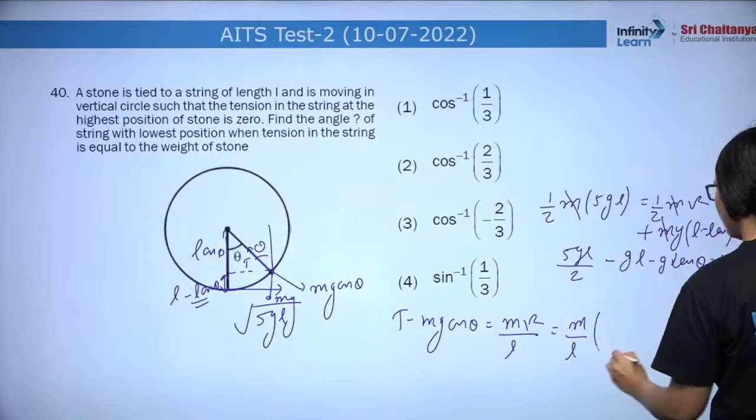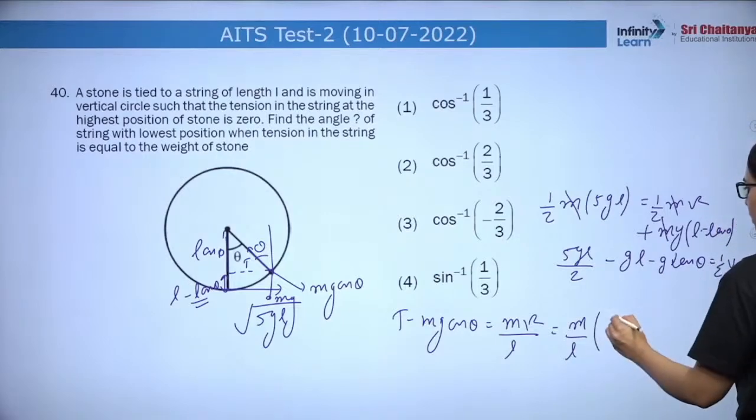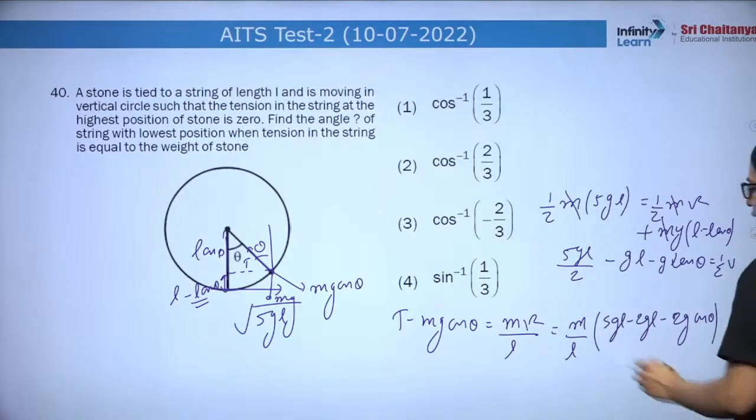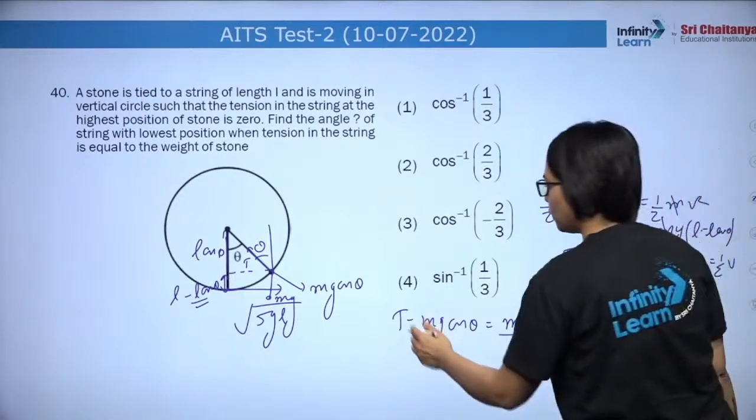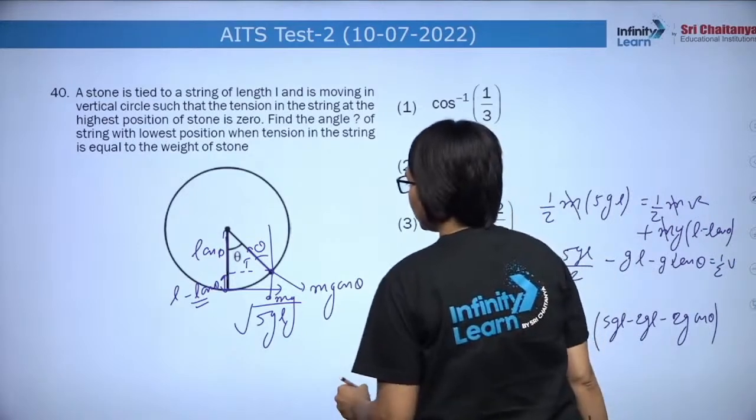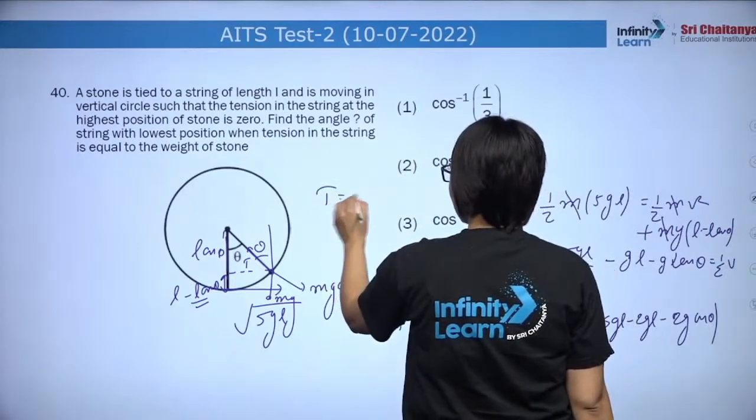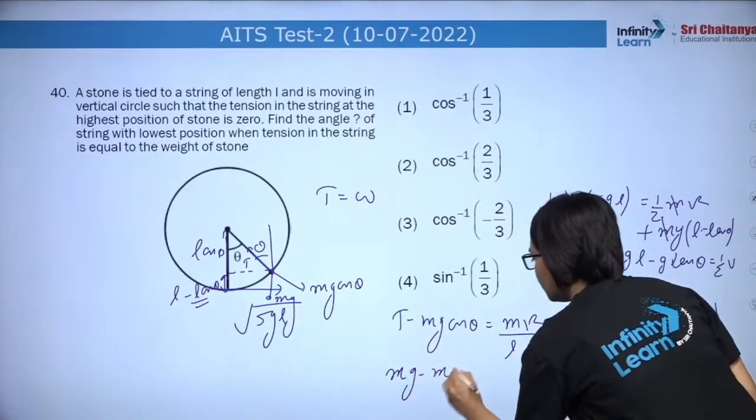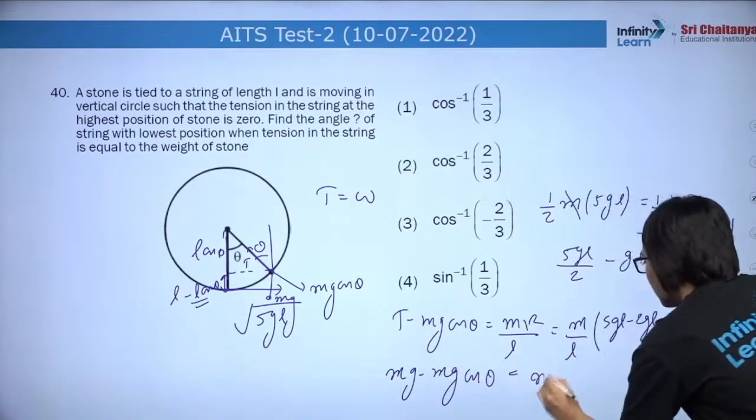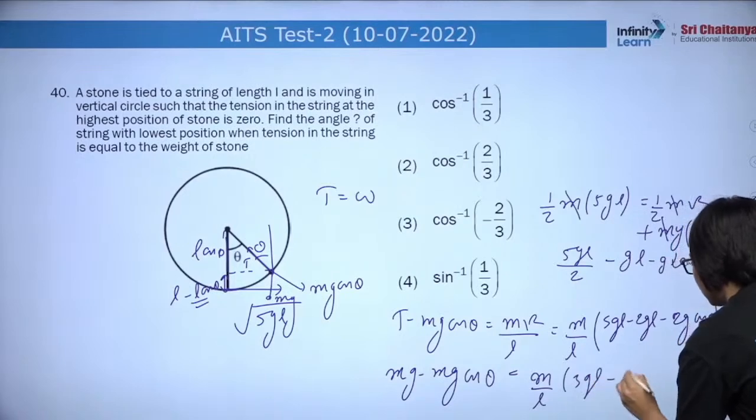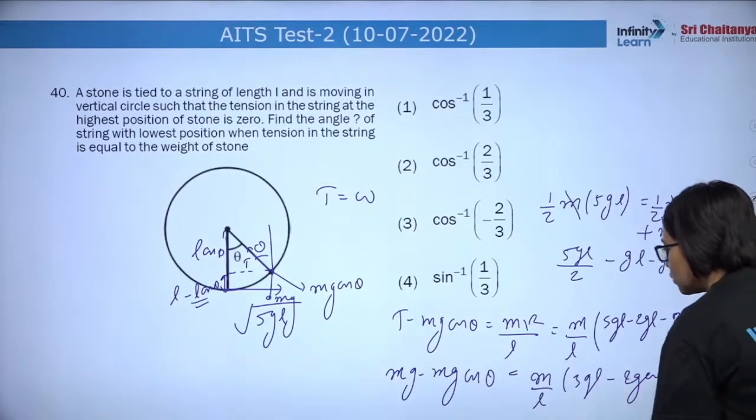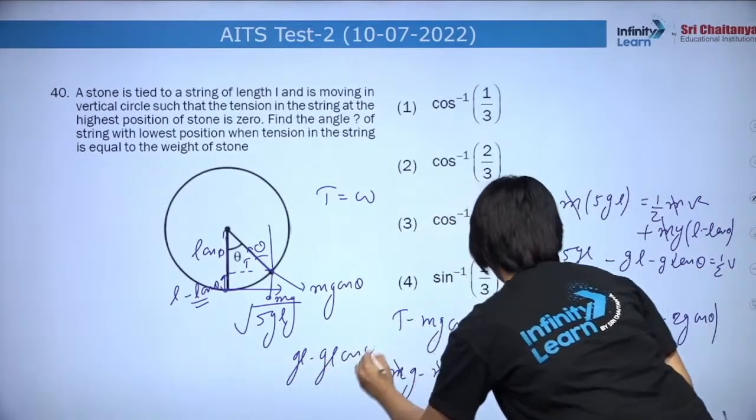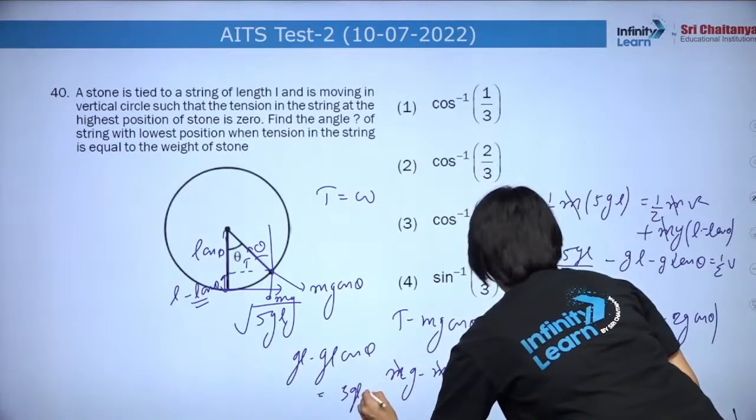M upon L into V square is 5GL minus 2GL minus 2GL cos theta, right? And after solving this one, the tension T is given as the weight, which is equal to W, right? So tension is W and it is equal to mg. So you can write it as mg minus mg cos theta is equal to m upon L into 3GL minus 2G cos theta, right? So you can cancel m. So this is GL minus GL cos theta is equal to 3GL minus 2GL cos theta.